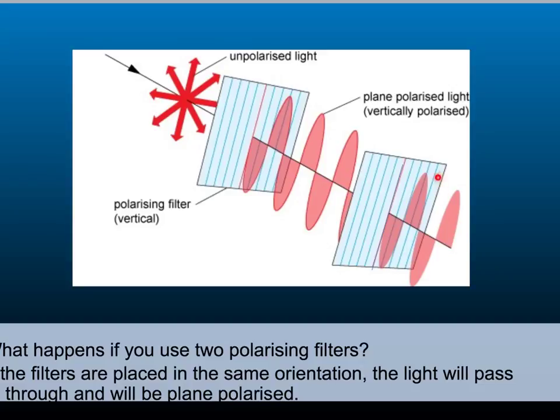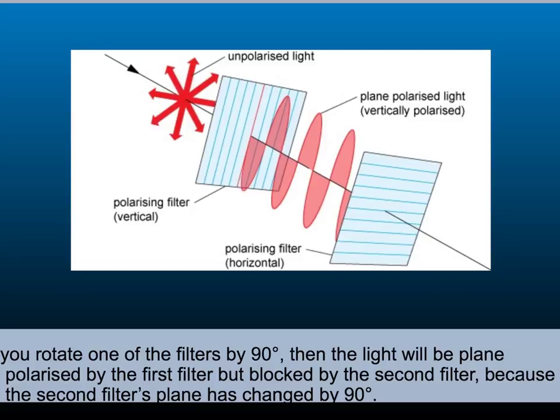Now what will happen if I start to rotate this filter round? Well, if I rotate the second filter, I change the orientation of these slits. So that means that no longer can the vertically polarised light get through. It becomes blocked.